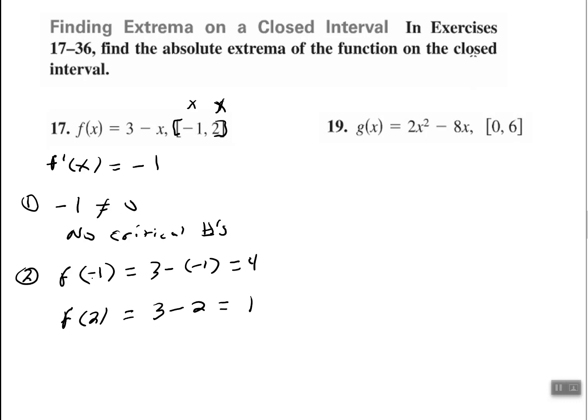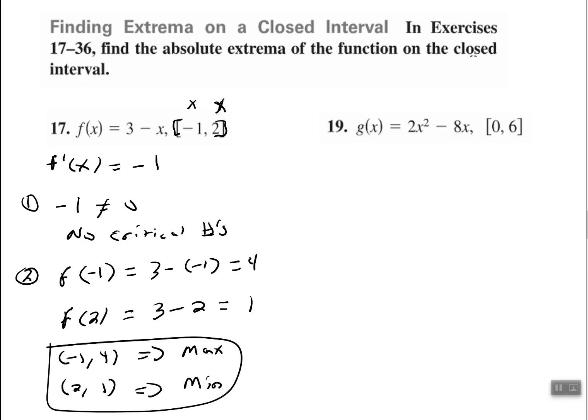So that tells me where x is equal to negative 1, then I have a maximum. Where x is equal to 2, since the result is 1, which is less than 4, I have a minimum. Absolute max and absolute min.